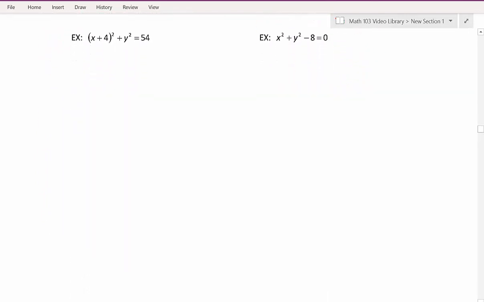Our next example, we want to find the center and radius of the equation (x plus 4) squared plus y squared equals 54. You'll notice with this example, there's no parenthesis around the y. We can force it if we like. We can rewrite this as (x plus 4) squared plus (y minus 0) squared, since y minus 0 would be just y.